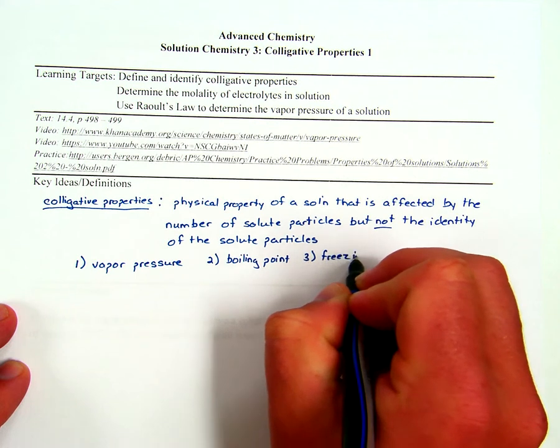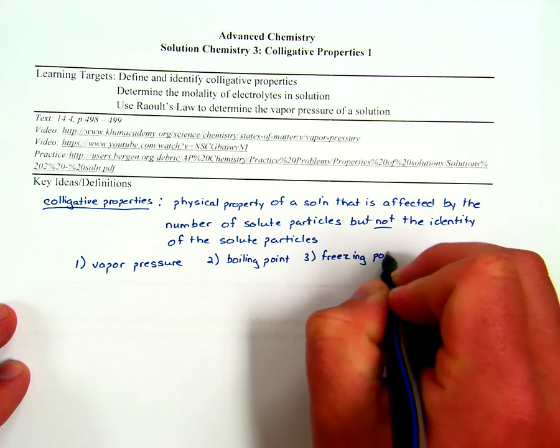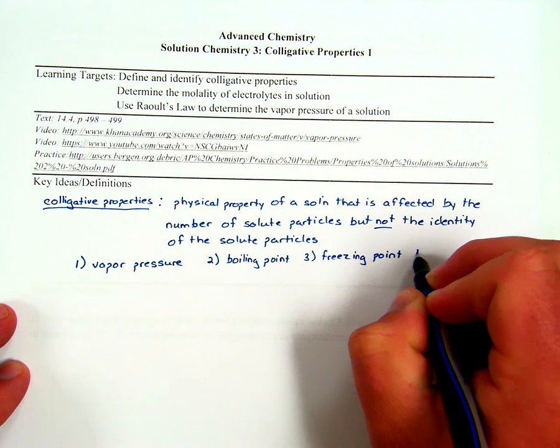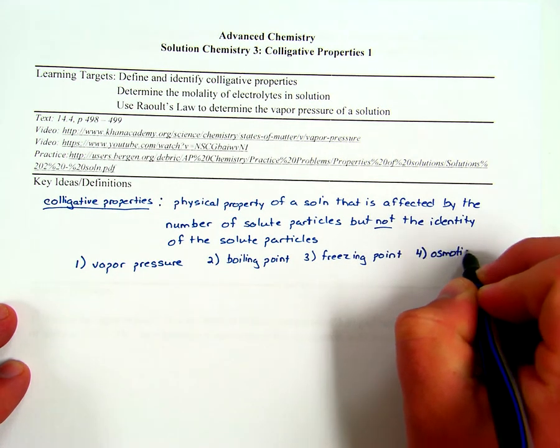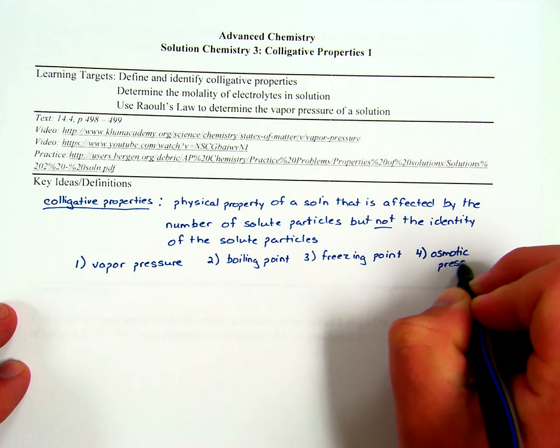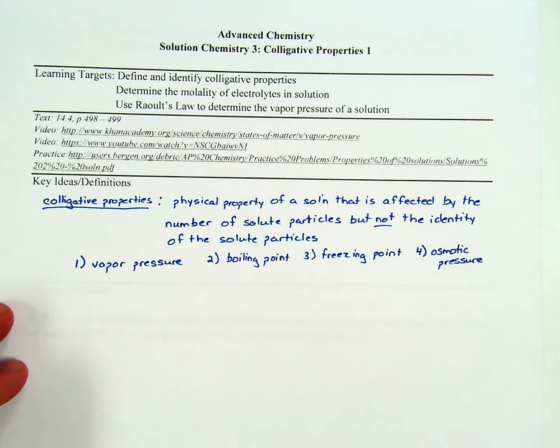And then there is a 4th that is referred to in the text that we're not going to deal with a whole lot in this class, and that is osmotic pressure, dealing with osmosis. We might reference it a little bit, but we're not going to deal with that one nearly as much.